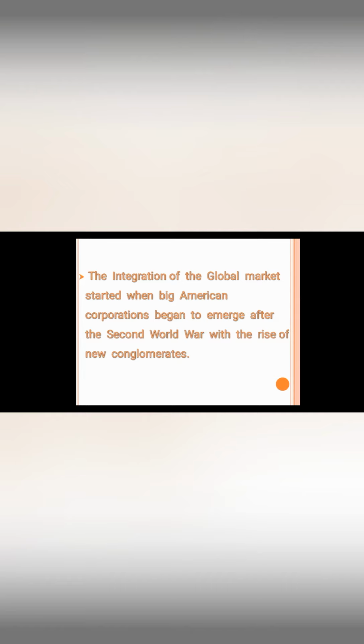Nagsimula ang market integration after ng World War II, na kung saan ang mga malalaking American corporations ay nagsimula ng magsilabasan. After ng war, nangangailangan ang mga bansa ng panibagong financial system. Dito na naitayo ang IMF o International Monetary Fund na nagle-lend ng money through other countries, and the World Bank that helped to provide long-term capital for the reconstruction and development of member countries.